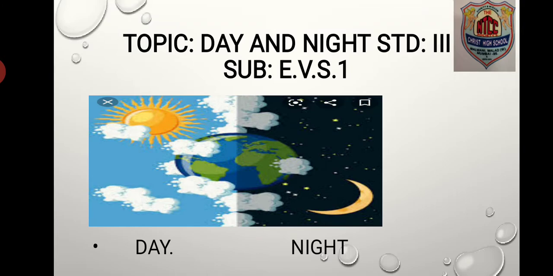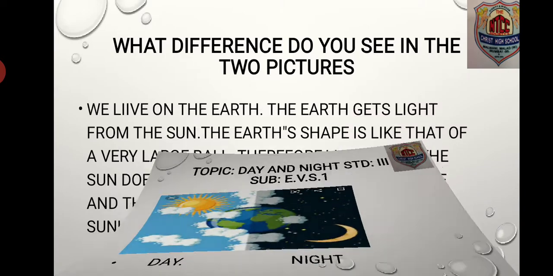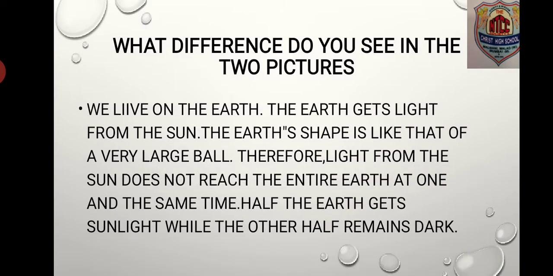And when is the night time, children? When we are not receiving the light of the sun, then it is a dark time, or we can say night time. What difference do you see in the two pictures? Now I have shown you one picture, children, and I showed you what is the difference between them.